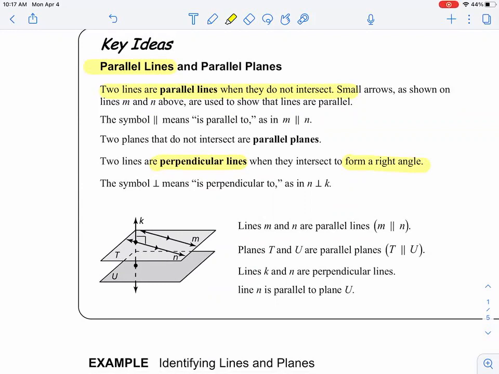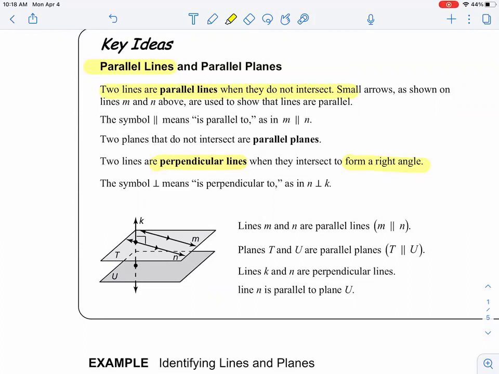Now parallel lines do not intersect, but they also need to be on the same plane. Remember that term coplanar? For example, if you used this cork piece as one line, and then you used this line going up and down by the window as another line, if you extended them forever, those would never meet because they'd always be separated by this much. However, they're not considered parallel. Parallel lines never meet, but they have to be on the same plane.